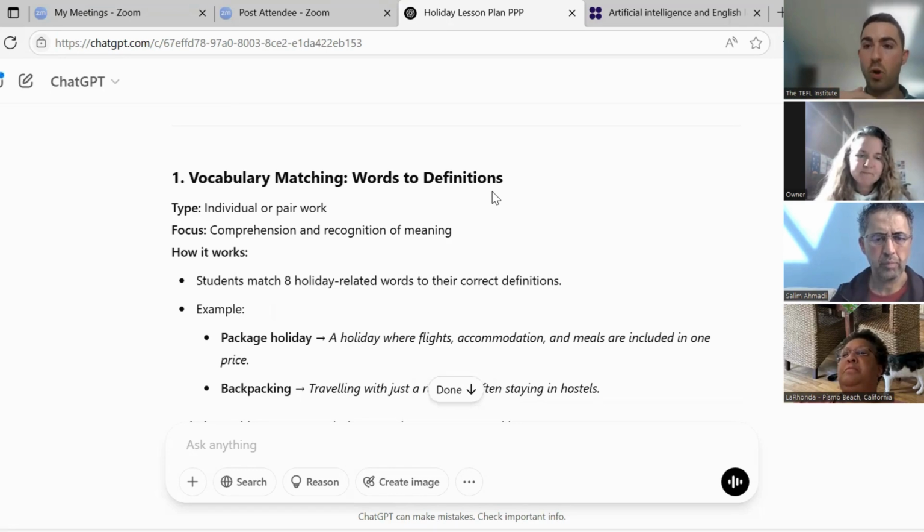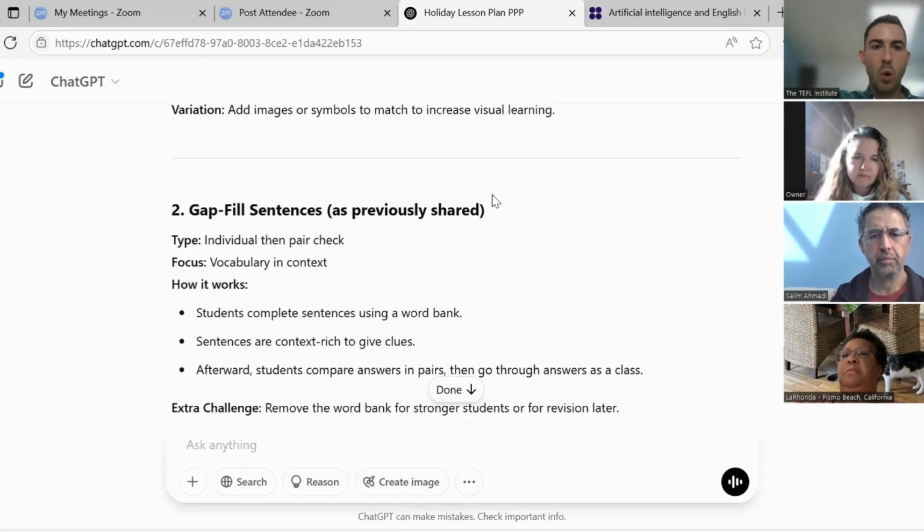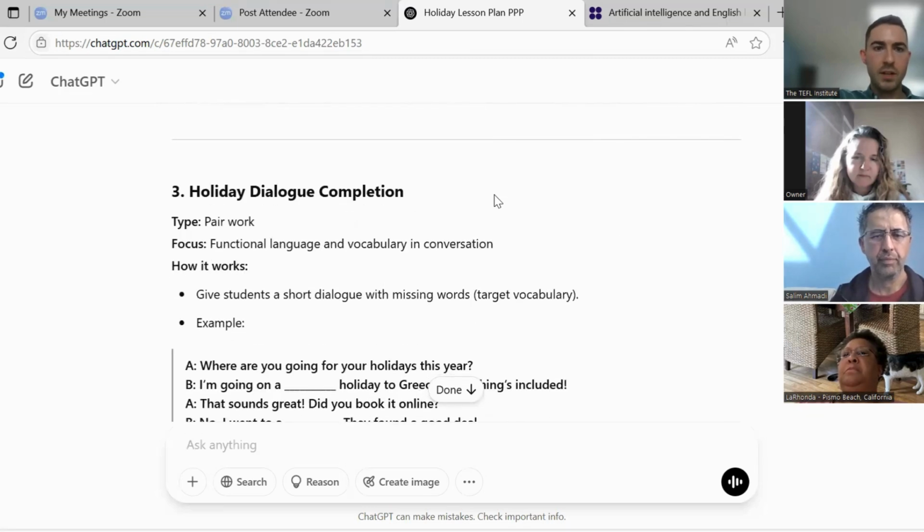You could cut up these words, break them up into pairs or groups, and have them physically match the word to the definition, and then maybe put them on the board. And then they could compare other groups' words and definitions. Or a holiday dialogue completion task. This would get them speaking.